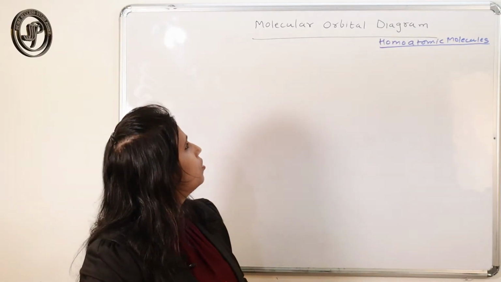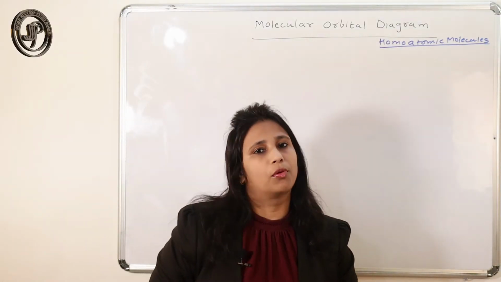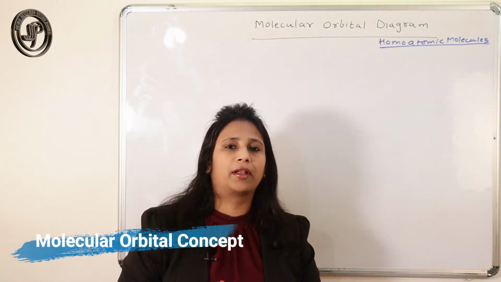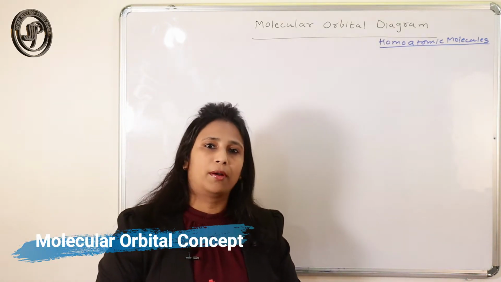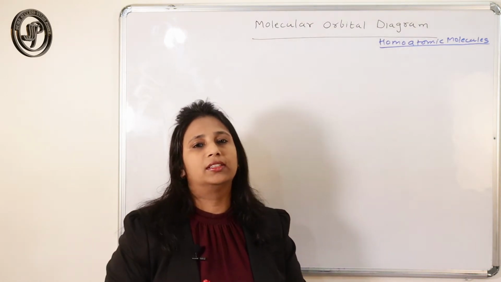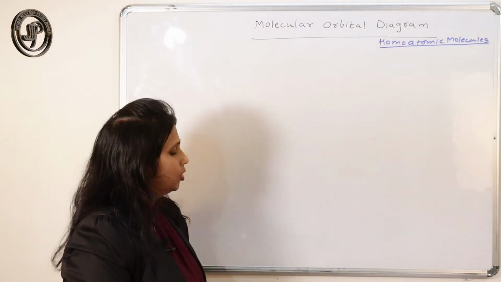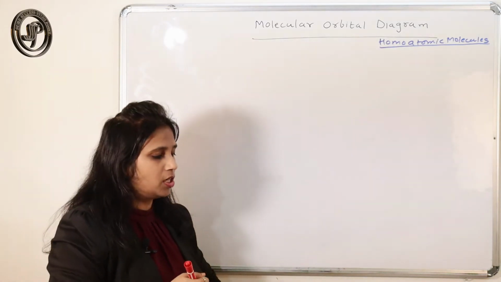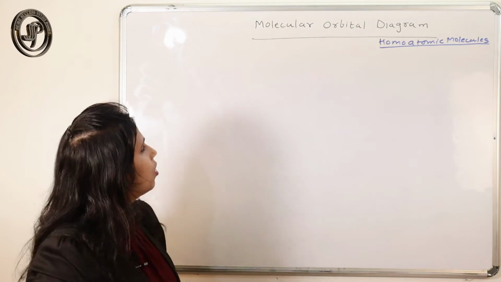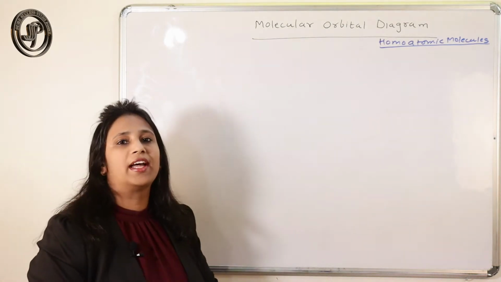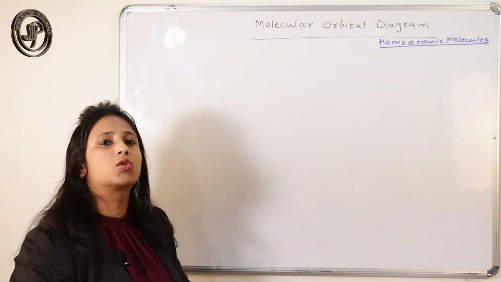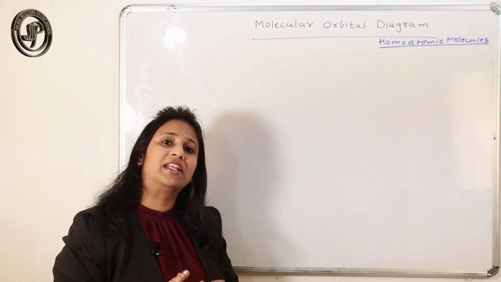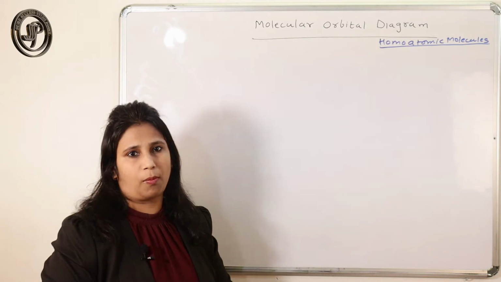In order to draw the molecular orbital diagram for homoatomic molecules, there are a few things that are important and we need to remember. So what are these things? Let's start. We know how the molecular orbital is formed. The molecular orbital is formed when two atomic orbitals overlap. So when two atomic orbitals overlap, then two molecular orbitals are formed.